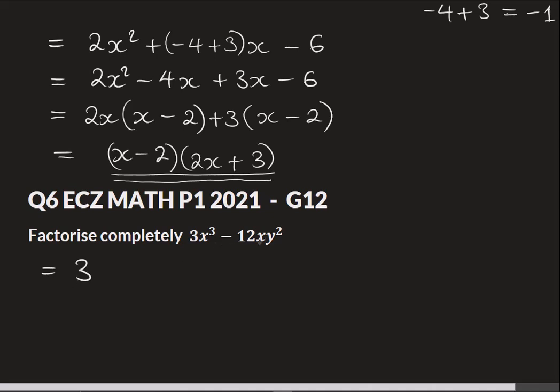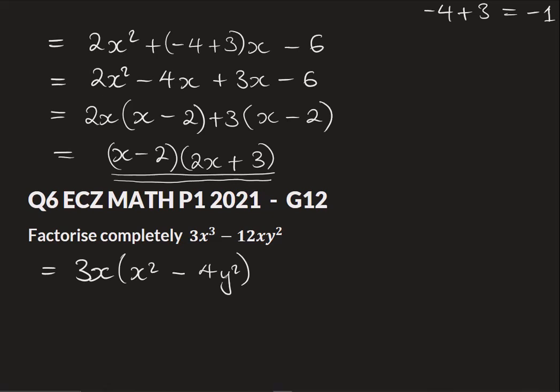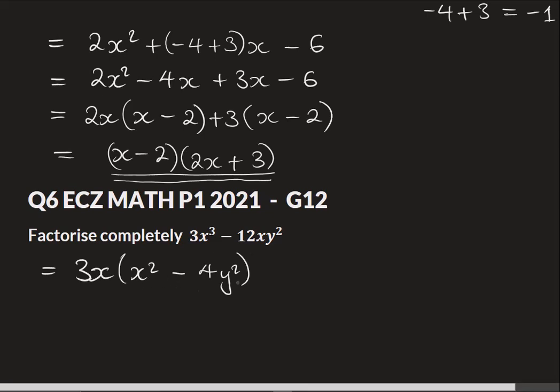X can go into itself on the 12xy squared term, and it can also go into x to the power 3. So we'll have a 3x outside the brackets, leaving us with x squared, and here it will leave us with -4y squared. Most people will end here, forgetting that in this video we talked about the difference of two squares. So factorizing this completely will mean we need to treat these difference of two squares and simplify them further. So these are just questions to ensure you see how difference of two squares can also be applied.